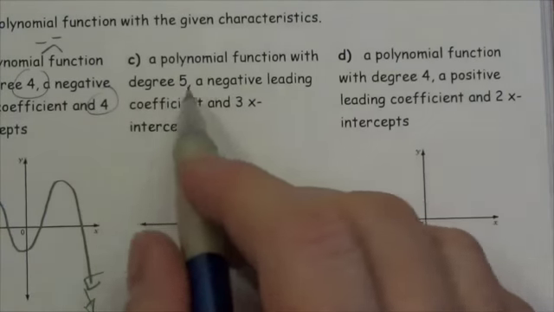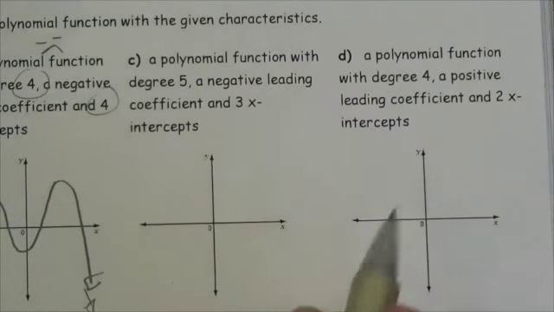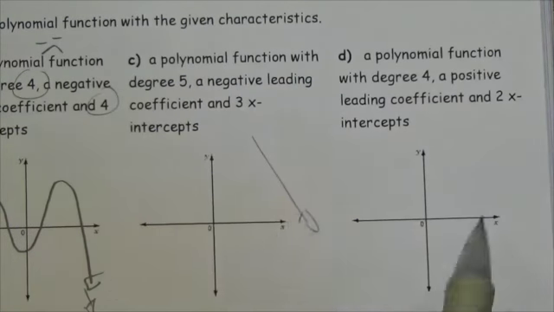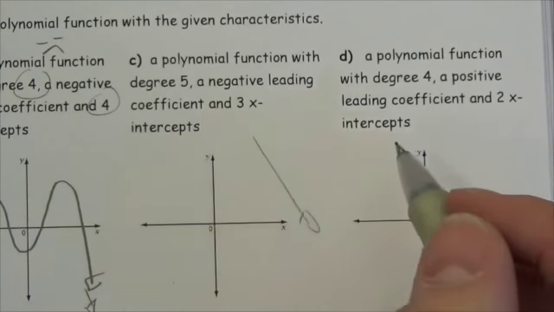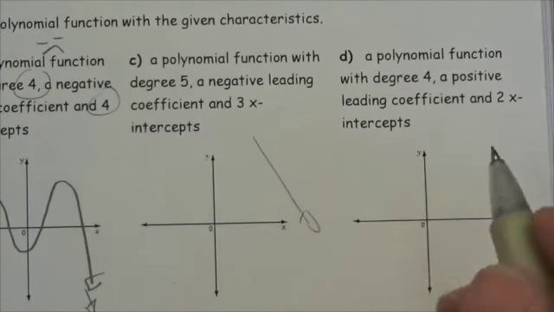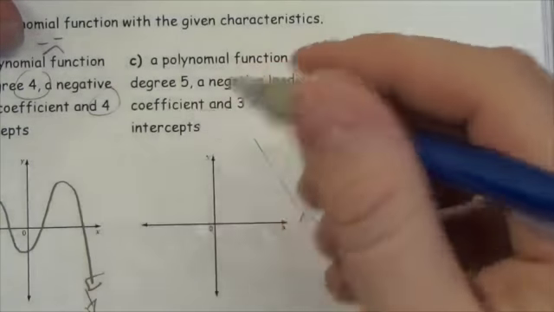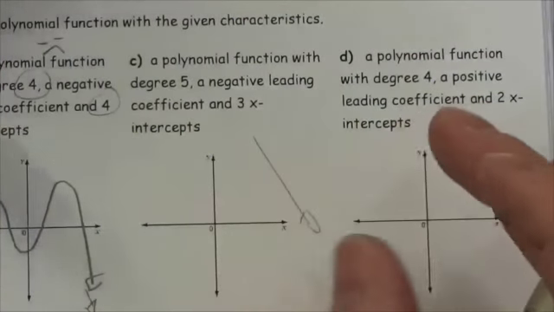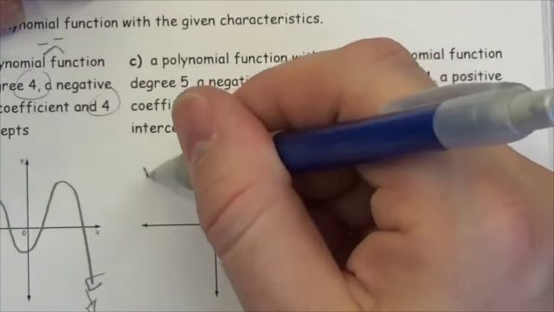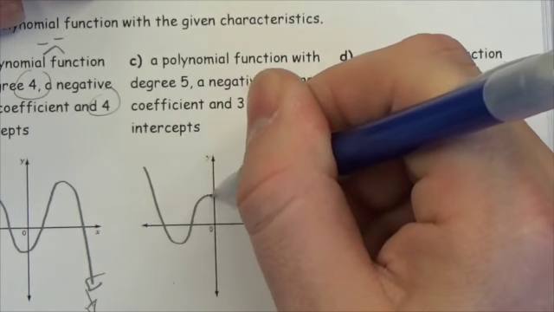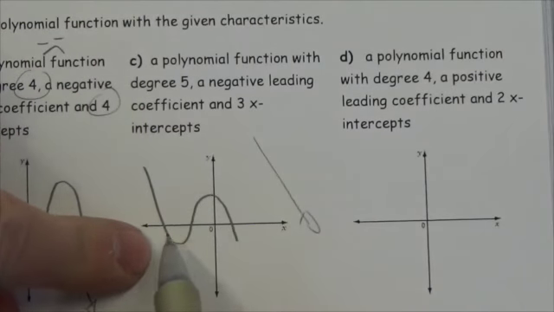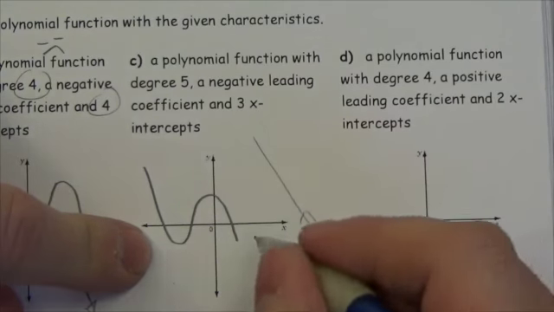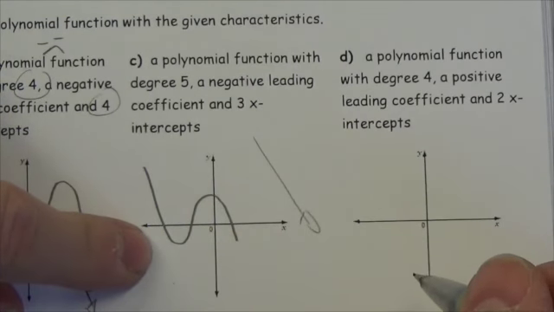A polynomial function with a degree 5, a negative leading coefficient, so this thing's dropping down, and 3 x-intercepts. Well, let's think about how this works here. With the degree 5, I'm going to have 4 turning points. So let's go through the x-axis once, twice, 3 times. Now, there's my 3 x-intercepts. I've only got 2 little wiggles here, so I need 2 more. But I've already hit the x-axis the number of times that I needed to.